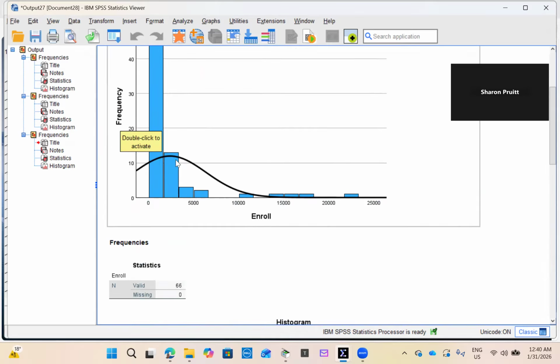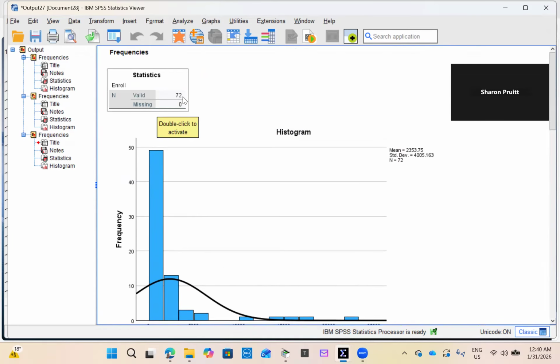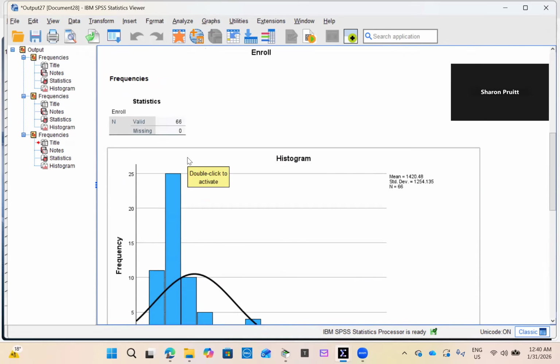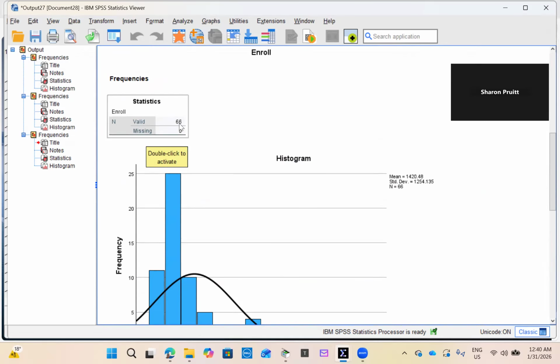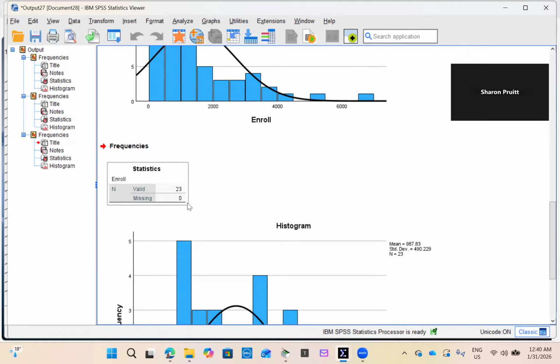It shows a right-skewed distribution with some extreme values. However, ANOVA is robust to moderate departures from normality, especially with larger sample sizes, such as Region 1. Region 2, N is equal to 66. We see it also demonstrates slight skewness, but generally follows a unimodal pattern consistent with approximate normality.